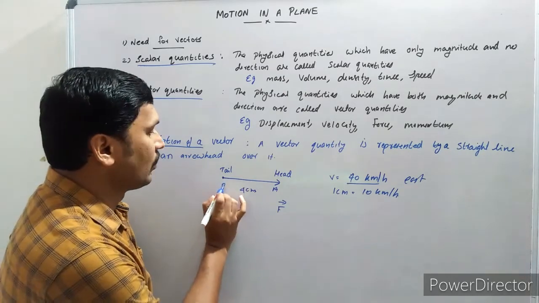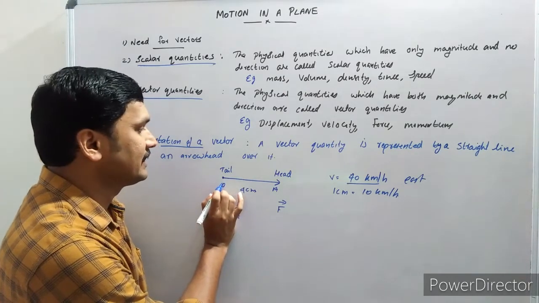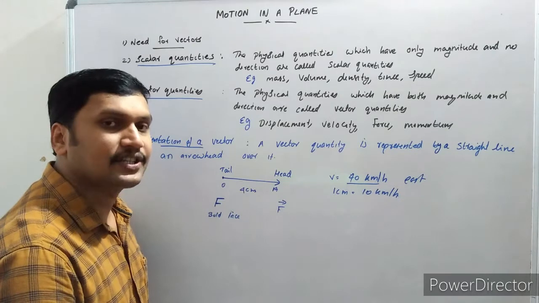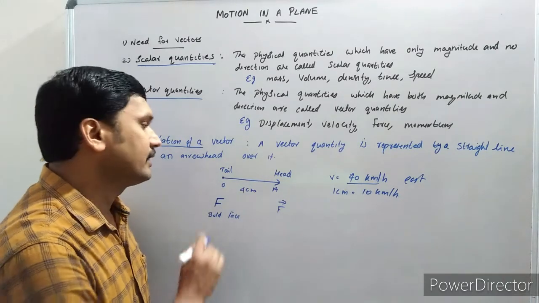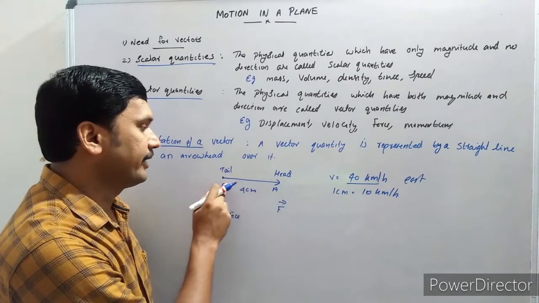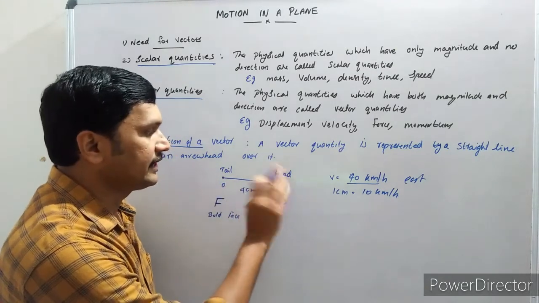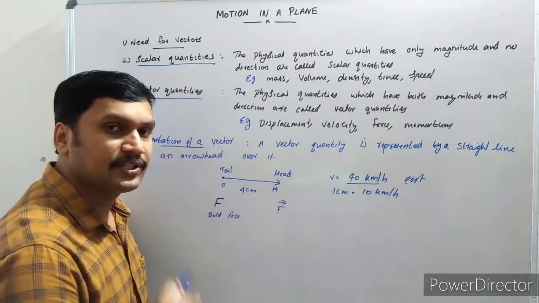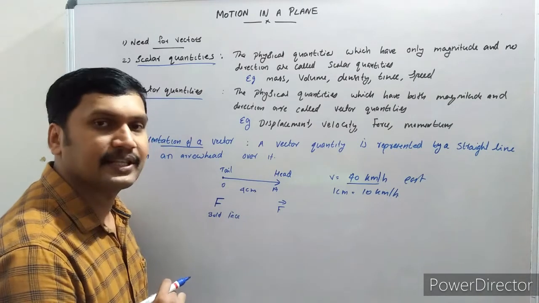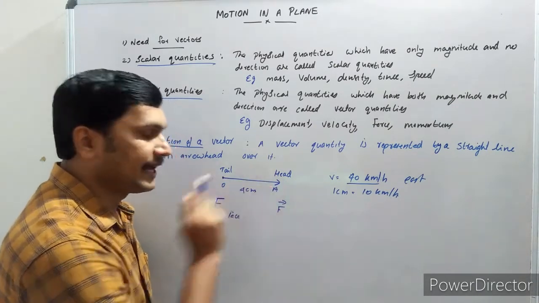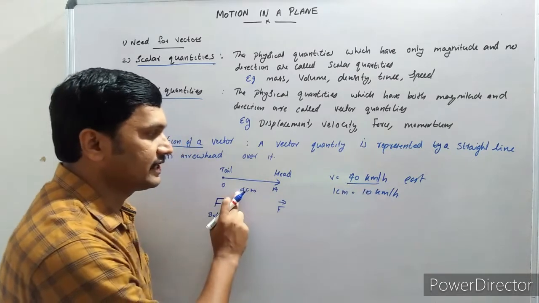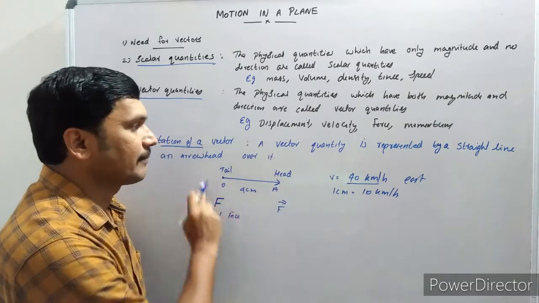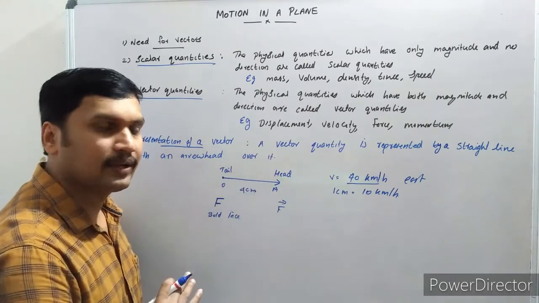Now this point O, the starting point of this vector, is called the tail, and this arrowhead is known as the head of the vector. So every vector has a tail and a head. The length of the vector shows the magnitude and the arrowhead represents the direction. So this is the representation of a vector, one of the representations of a vector.